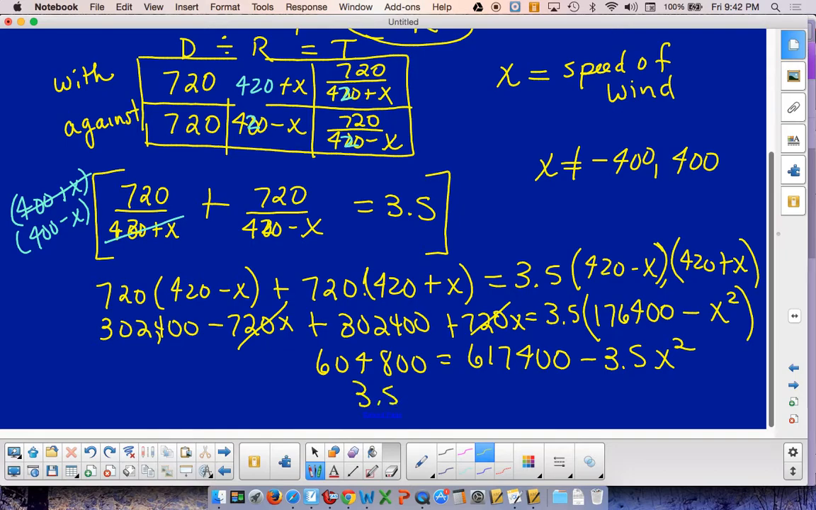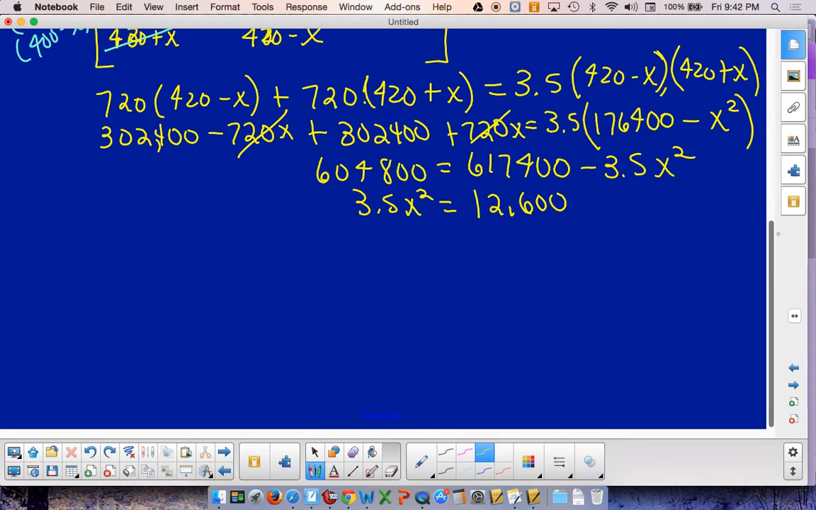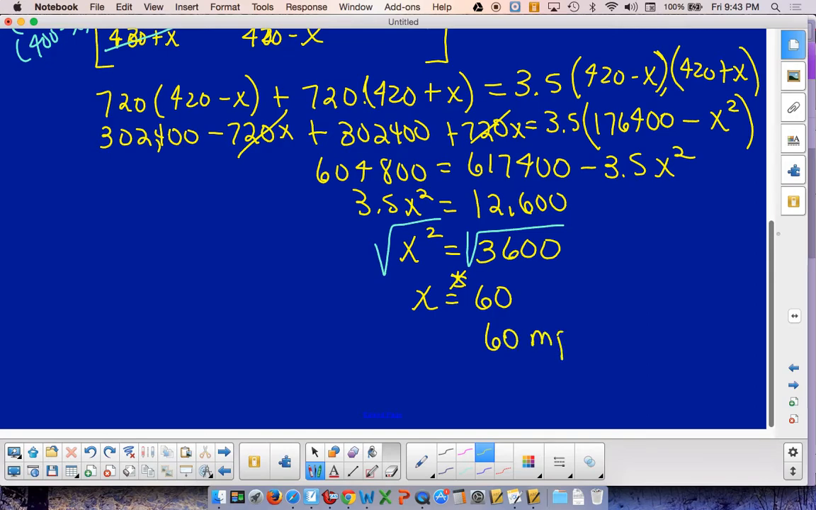We can just solve for x. I'm going to add it over here to the left side to make it positive. I'm going to subtract 604,800 to the right side, which will leave me 12,600. And then if I divide by 3.5, I'm down to 3,600. And whew, it's looking like a decent number here. So I'm going to end up with x equals 60. Technically plus or minus 60, but we're talking about speed of the wind. We don't usually make a direction, so we will be going with just the plain old 60 miles an hour is how fast this particular wind was moving.